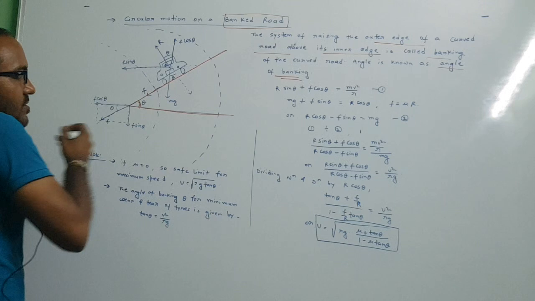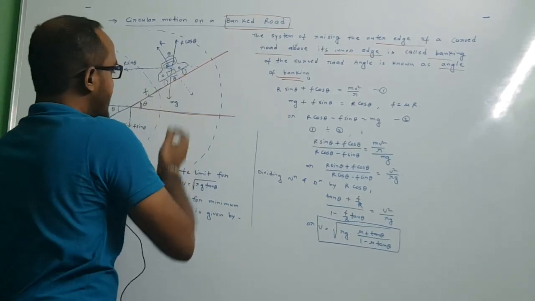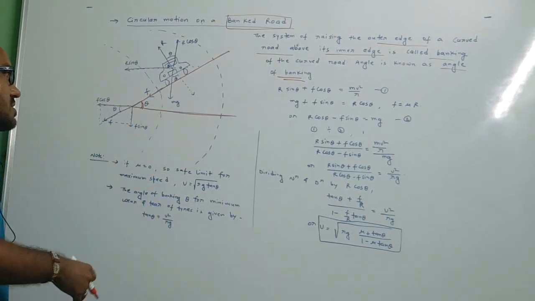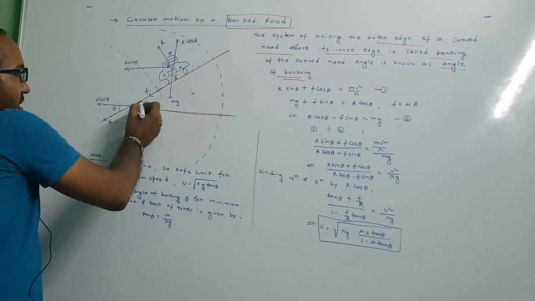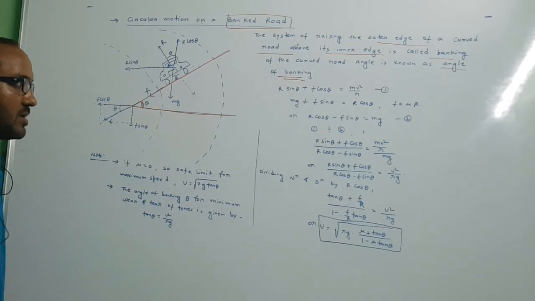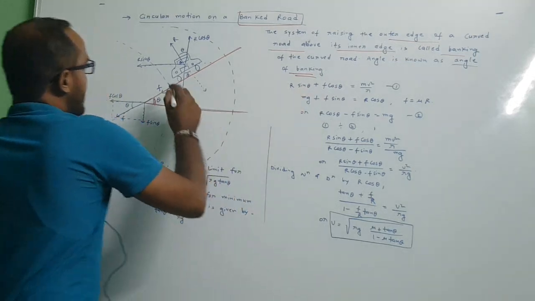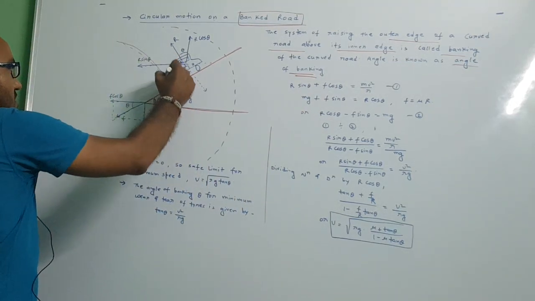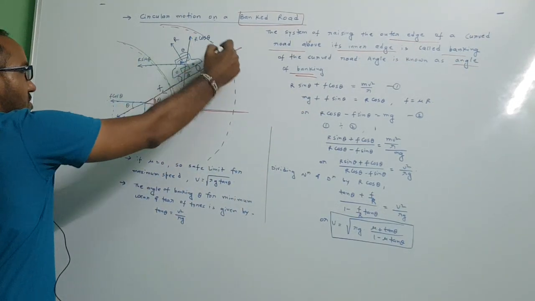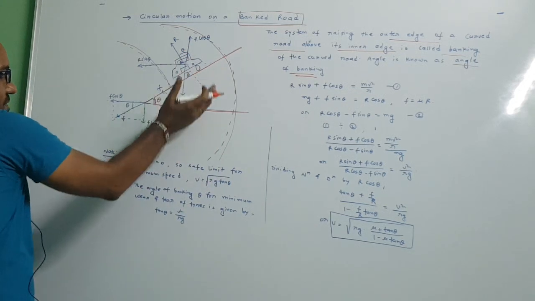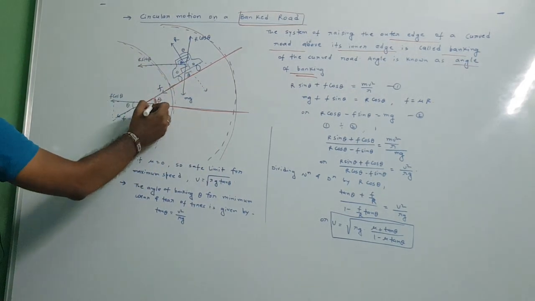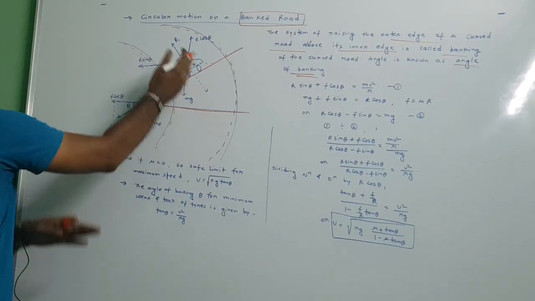So in a normal scenario, the surface of the road is actually banked to some angle in order to avoid the friction and wear and tear of the car. Let us see how it acts. See, this is the circular path, the car is moving, and the surface is banked to angle theta.